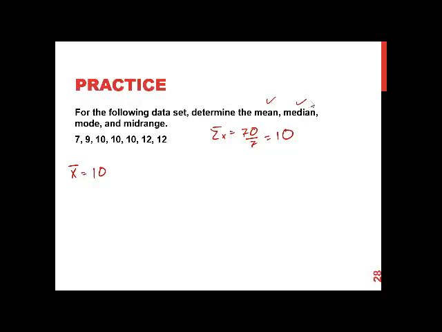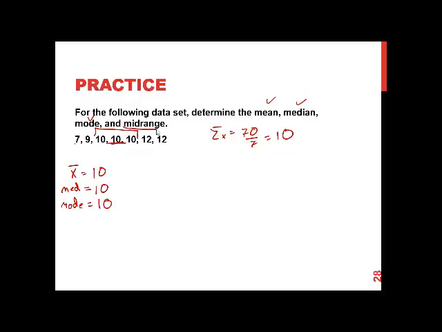Okay, median. That's the middle term. So if we've got 7 items, it would be the 4th item. There's 3 below it, 3 above it. So that's going to be 10. Alright, mode. Let's see, there are 3 10s, so that happens the most. And so the mode is 10.